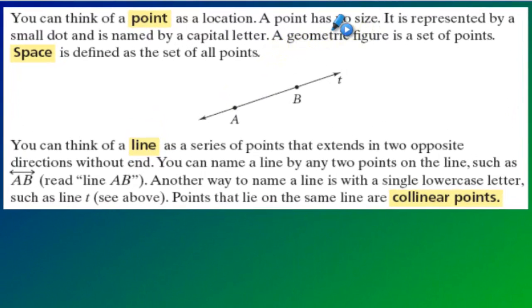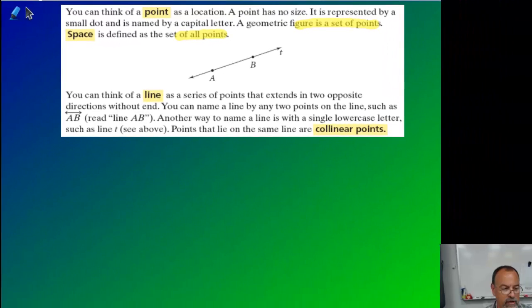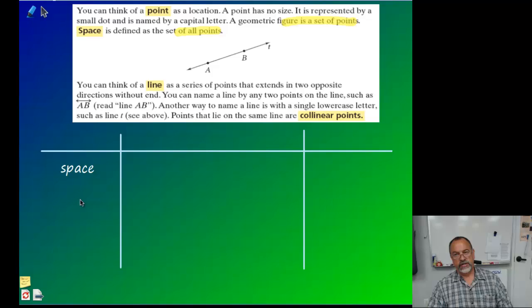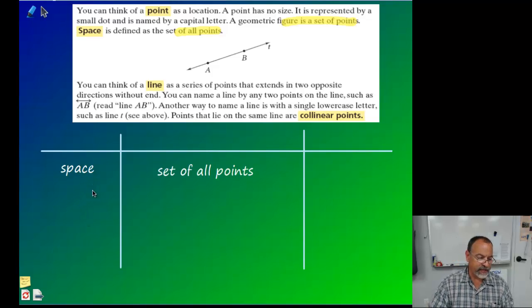A geometric figure is a set of points. Okay, and space is defined as a set of all points. Okay, so there's two things we want to look at here. We want to look at space, the final frontier. No, for you Star Trek fan, space is not the final frontier. Space is the set of all points. Okay, so any point that you could possibly imagine anywhere, if you took all of those points and put them all together, every location known, that's space. Okay, so that's what space is.